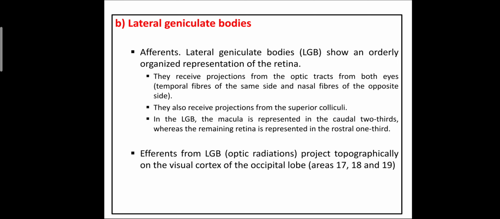Lateral geniculate body. The lateral geniculate body shows an orderly organized representation of the retina. They receive the projection from the optic tract from both the eyes. They also receive the projection from the superior colliculi. In the lateral geniculate body, the macula is represented in the caudal 2/3, whereas the remaining retina is represented in the rostral 1/3. Efferents from the lateral geniculate body project topographically on the visual cortex of the occipital lobe, area 17, 18 and 19.